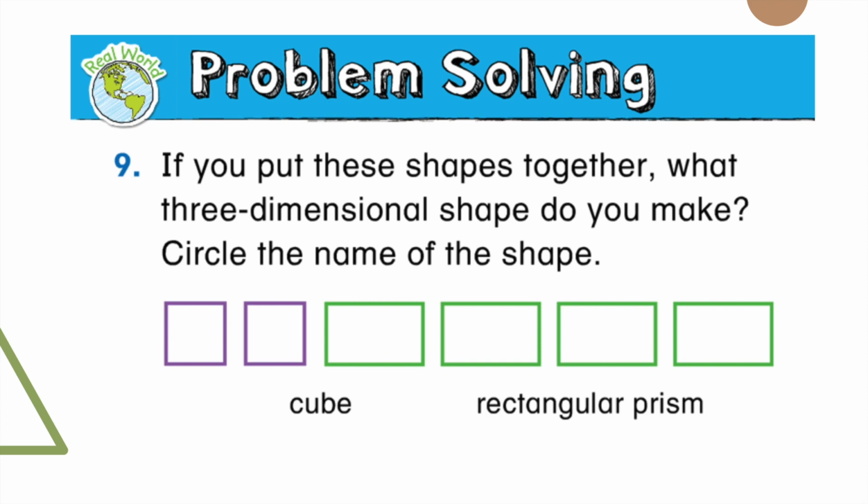Look at the 6 faces that are on the screen. They have been pulled apart. If we put them back together, what would we make? What will we have? A cube or a rectangular prism? Yes, a rectangular prism. And we know that because 4 of the faces are rectangles. The green face.